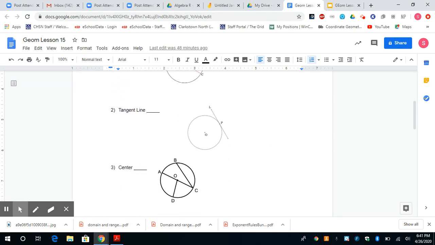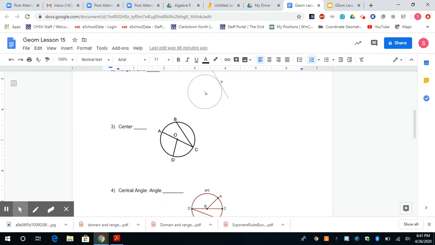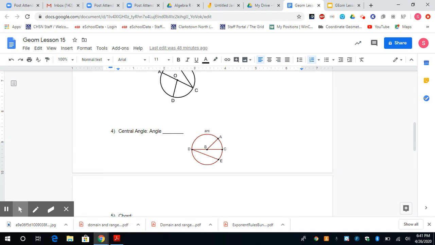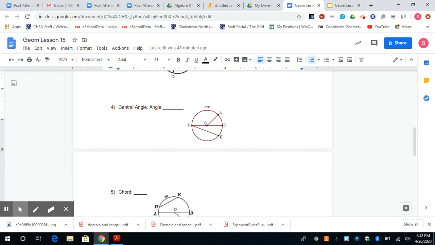Number 2 is a tangent line. Use the letters. Center should be 1 point, so you're using 1 letter. Central angle, you're using an angle. So when we name angles, for number 4 you should be using 3 letters, like GHI, right? Because you have the 2 corners and you have the center point. So try to find that one.